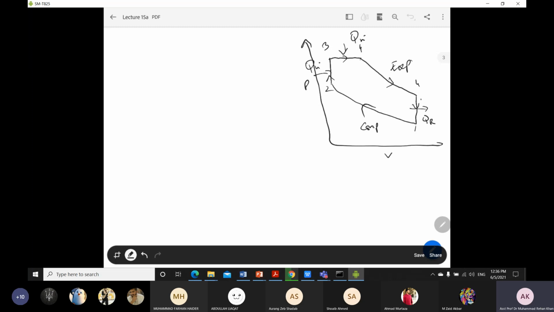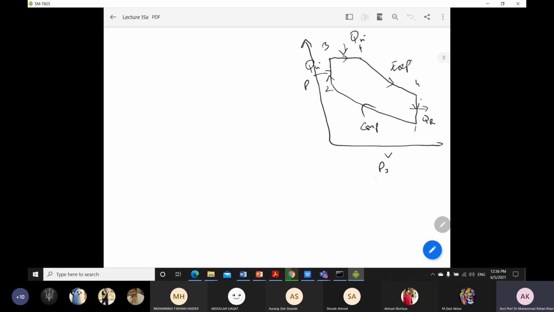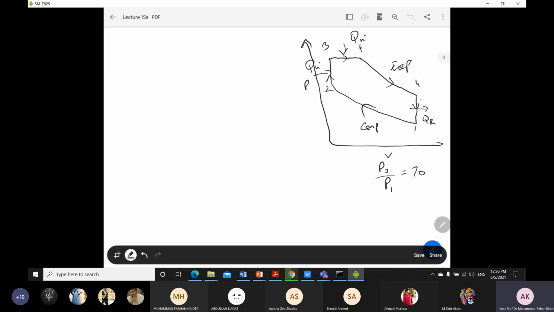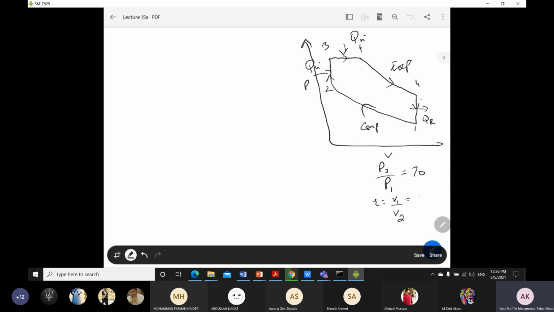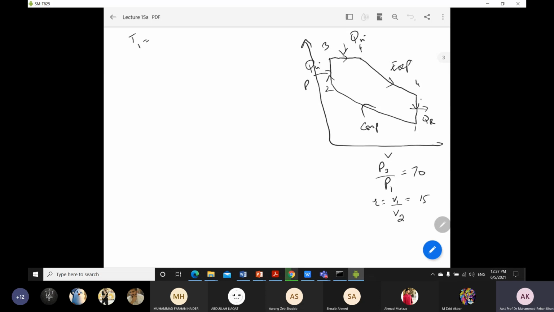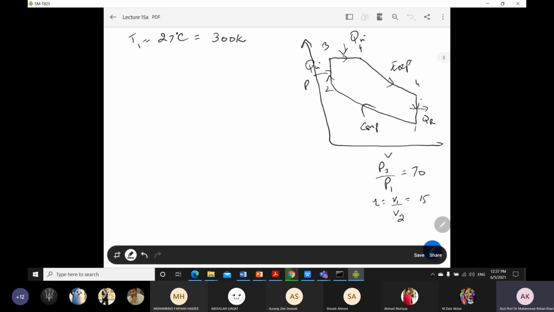In your question it is mentioned that the ratio of maximum pressure and minimum pressure of the cycle is 70. The maximum pressure takes place at points 3 and 4, and the minimum is at point 1. So the ratio P3 over P1 is equal to 70. This is given in your question. Then the compression ratio, r, equal to V1 over V2, maximum volume over minimum volume, is equal to 15. And T1 is equal to 27 degrees Celsius, or converted into Kelvin, 300 Kelvin. We have to find the thermal efficiency for this cycle.